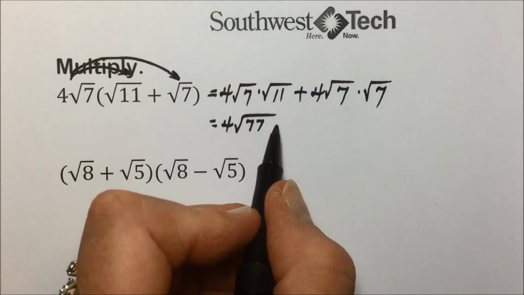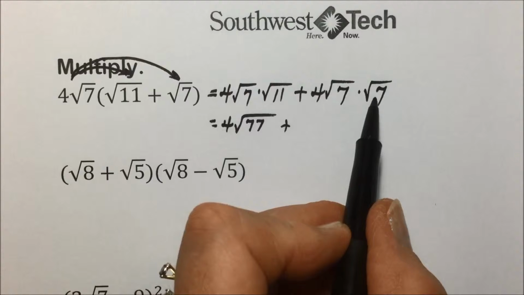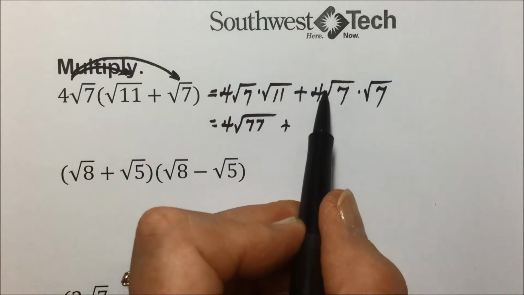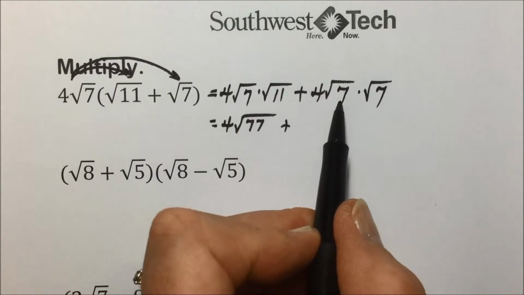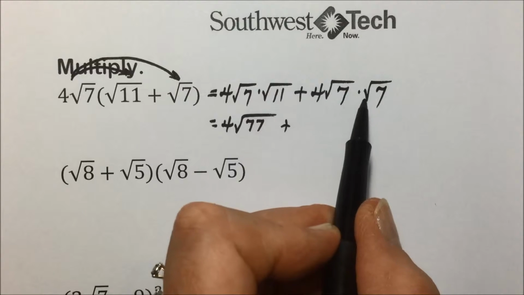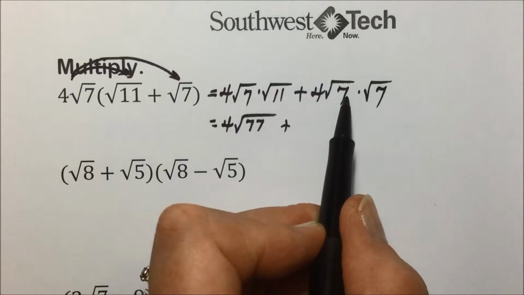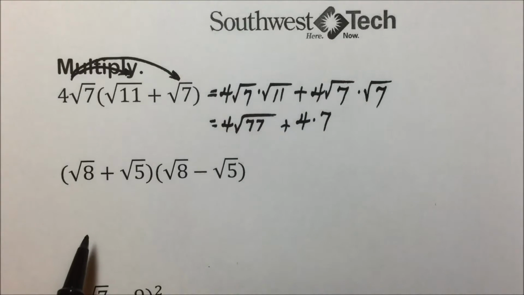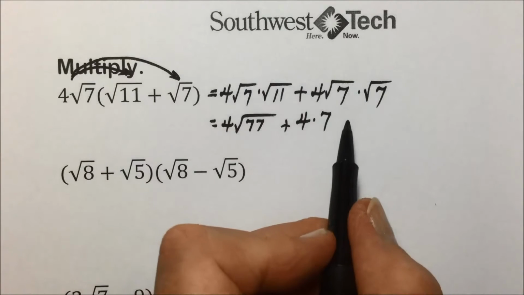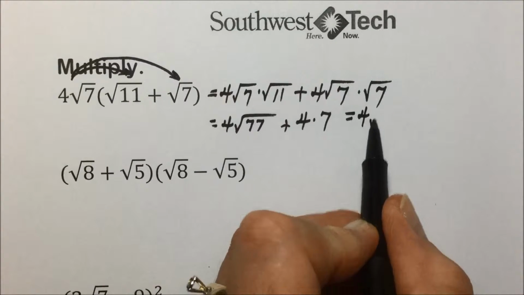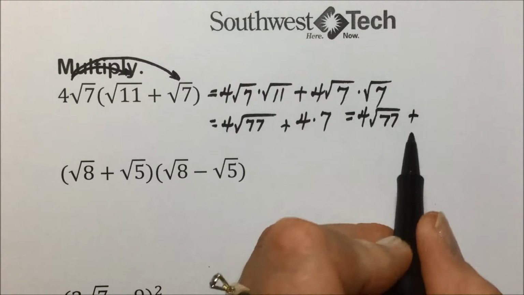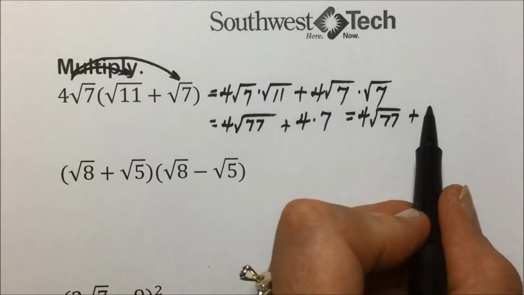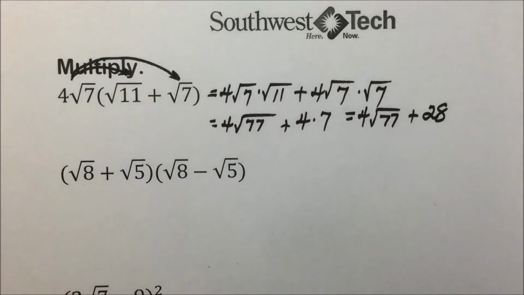In the second term, though, we have a square root of 7 times square root of 7. Combining them underneath a single radical would be the square root of 7 squared, which is 49, resulting in 7. So we end up with a 4 times 7, and simplifying this further, our final answer would be 4 times the square root of 77 plus 4 times 7, which of course is 28.